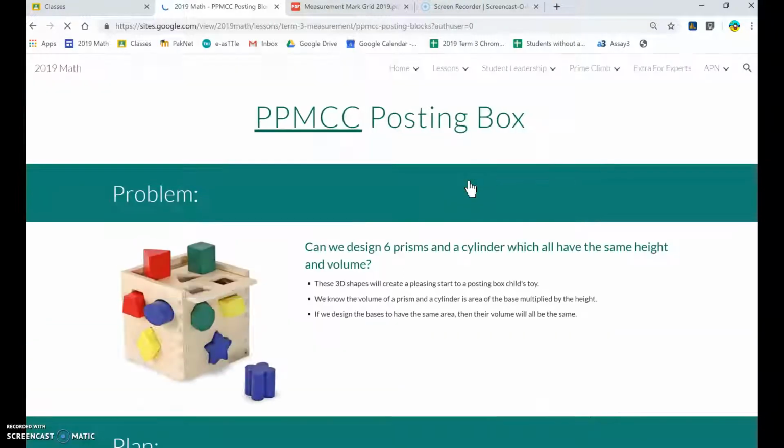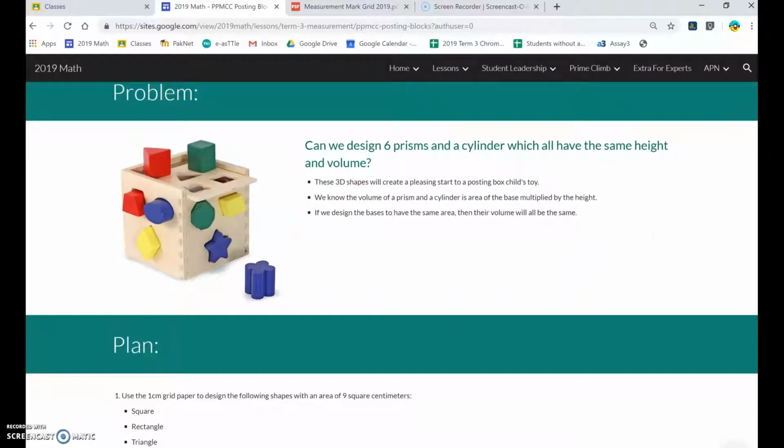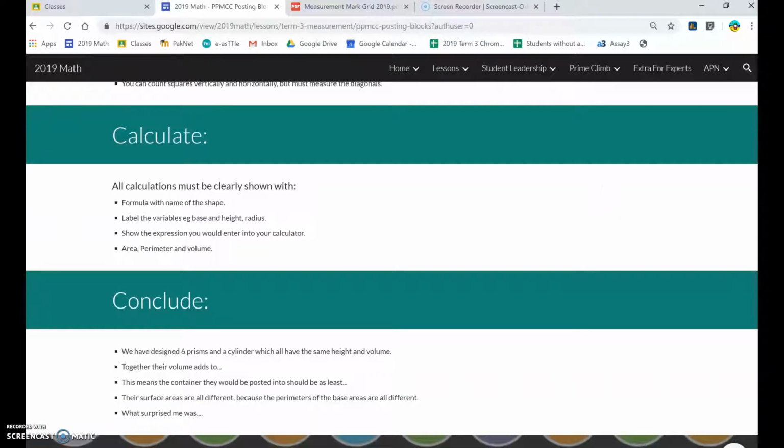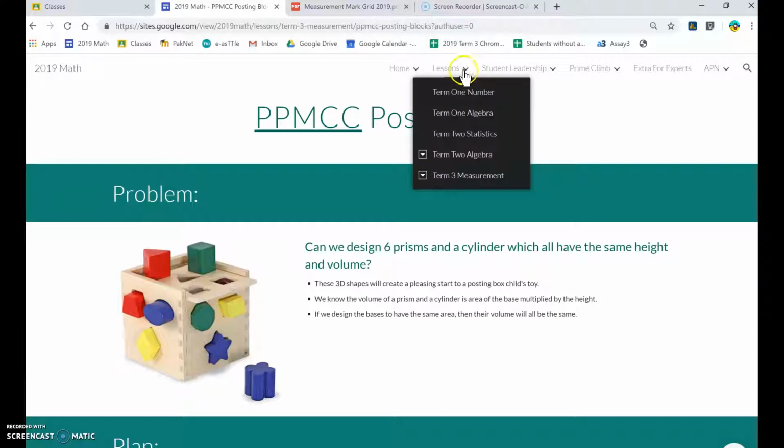The next thing we did in class was the posting box activity. So we were looking at triangles, squares, parallelograms, trapeziums, circles with the same area. And once we had the same area, if that was the area of the base and the height was the same, the volume would be the same. So that was another example. That was our posting box example, and that covers the different examples we've done in class.